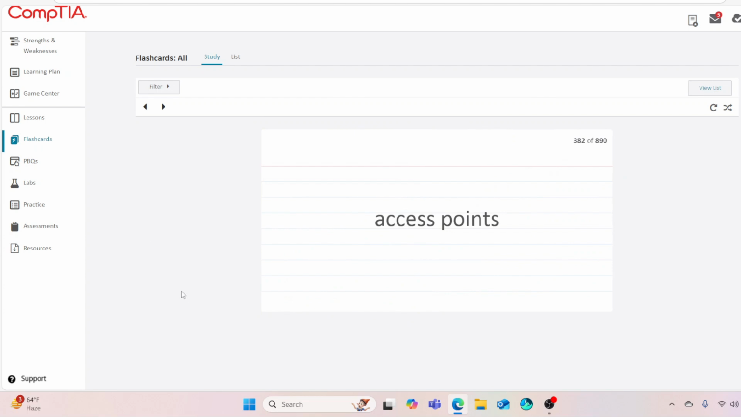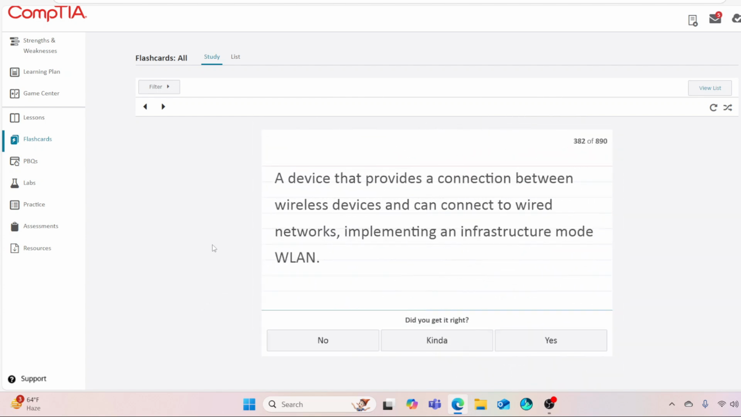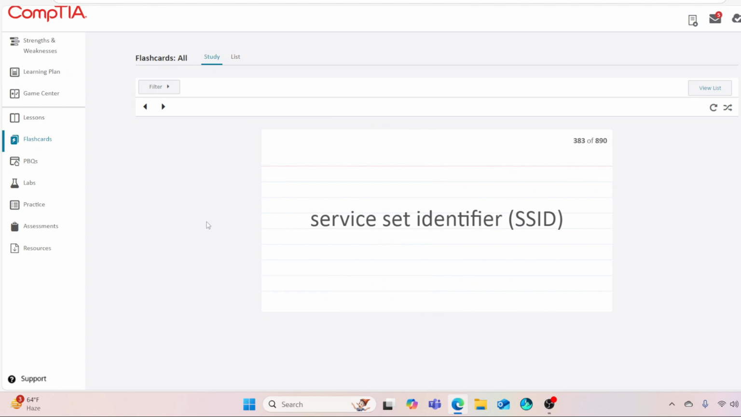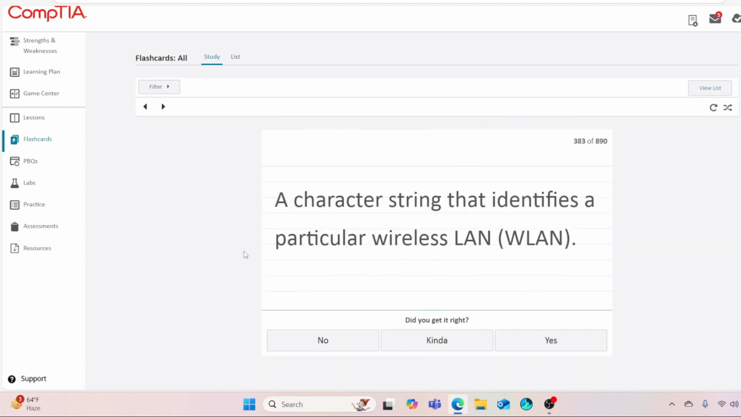Access points. A device that provides a connection between wireless devices and can connect to wired networks, implementing an infrastructure mode WLAN. Service set identifier, SSID. A character string that identifies a particular wireless LAN.